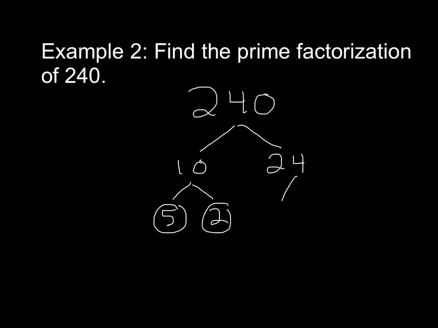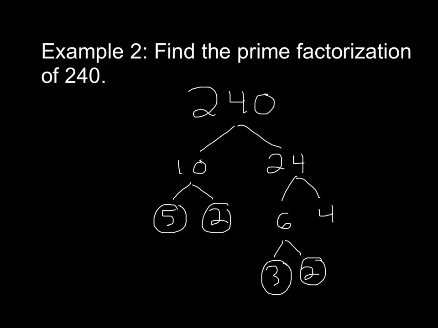24. Well, I know 24 is 6 times 4. 6 is not prime. 4 is not prime. So I need to break apart 6 now. How do I multiply together to get 6? 6 is 3 times 2. 3 is prime, so I circle it. 2 is prime, so I circle it.